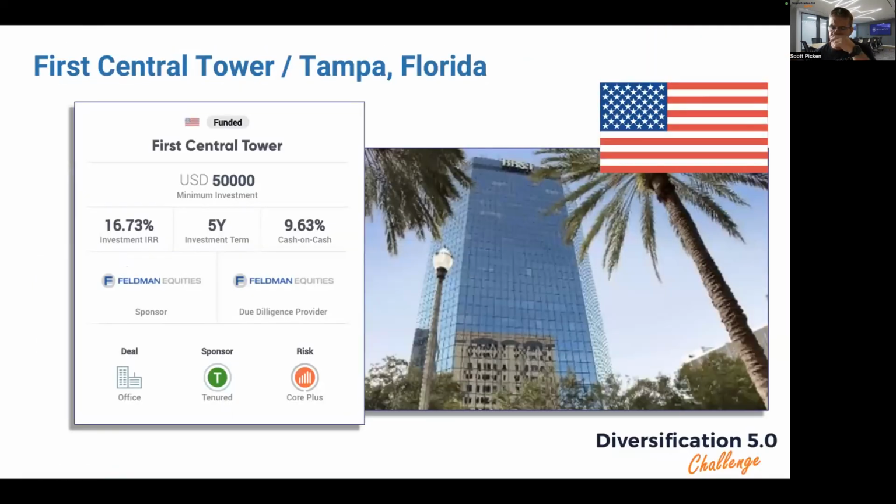And this was a deal we did with them right in the middle of COVID. I think it closed in December 2020. And I never thought in my life that I'd be investing in those type of bank buildings, but it's been paying a 9.6% cash on cash return and a 16% IRR.